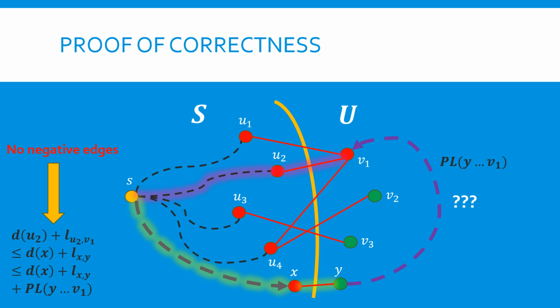Also, recall that there exist no negative edges in the graph. Therefore, the purple path that goes from Y to V1 must have a non-negative weight. Denote the path length as PL(Y through V1). Then we have PL(Y through V1) larger than or equal to 0. Adding it to the right-hand side of the former inequality, we get D(U2) plus L(U2,V1) less than or equal to D(X) plus L(XY) plus PL(Y through V1).